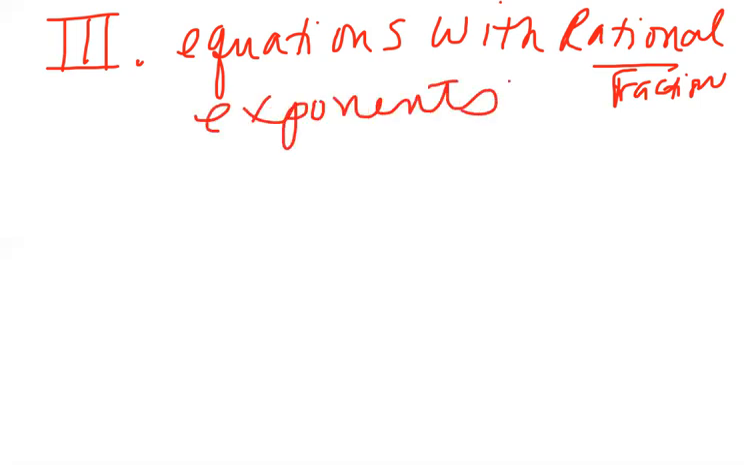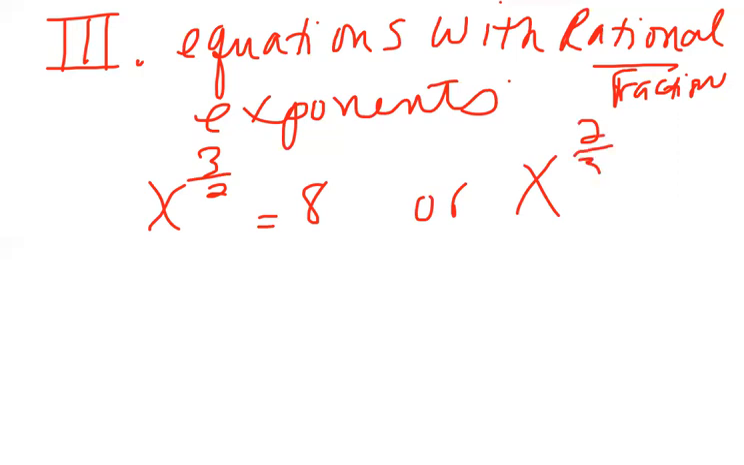So what in the world am I talking about? Here's what I'm talking about. X to the 3 over 2 is equal to 8, or perhaps x to the 2/3 is equal to 4. By the way, guys, these fractional exponents, these rational exponents, they come from the radicals. The denominator represents the, here, let me use a different color, the index, and the numerator represents the exponent.